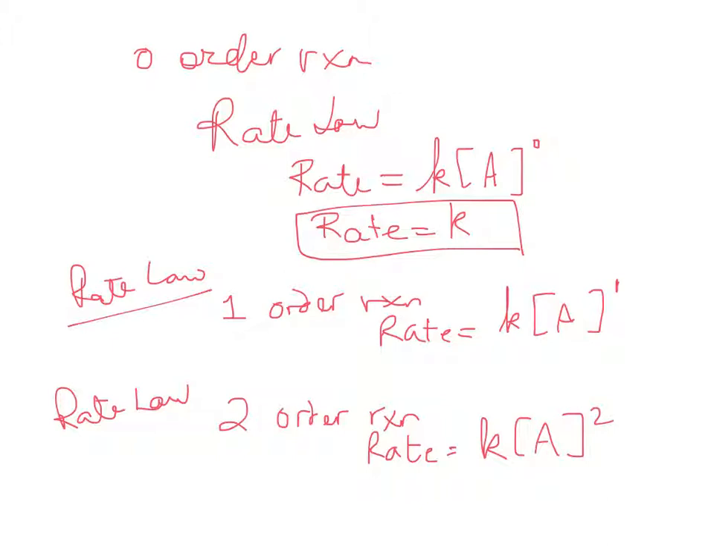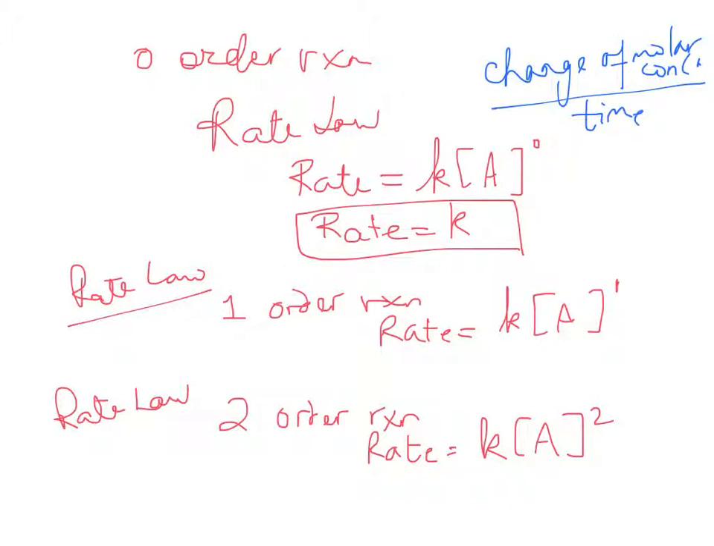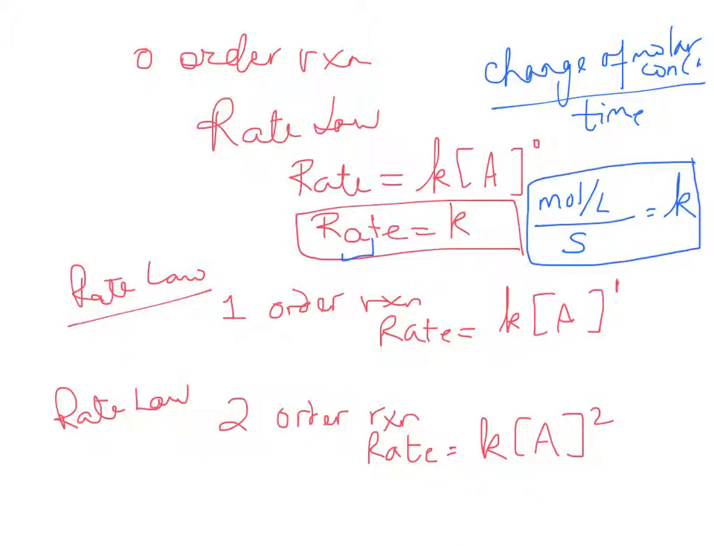Now, I told you earlier that rate is change of concentration, change of molar concentration per unit time. So hopefully you can see that the units for rate are moles per liter per second. So for a zero-order reaction, the units of K, which is the rate constant, will come out to be moles per liter per second.